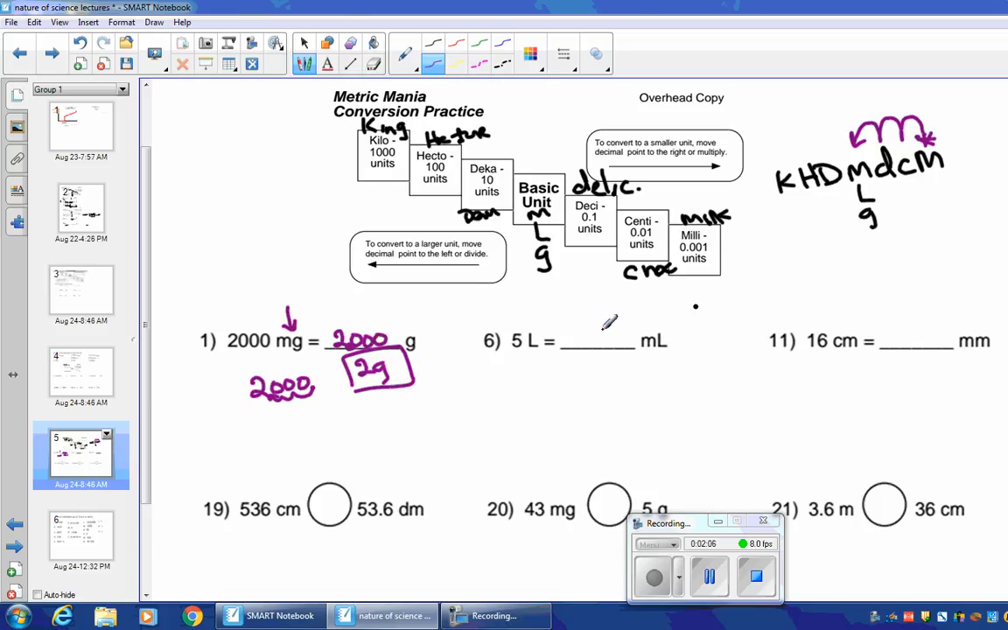Okay, next, let's go to the second one over here. All right, 16 centimeters is how many millimeters? Okay, so millimeters, so where's centimeters at? Here it is. Here's our starting point. Centimeters to millimeters, millimeters right here. So we go 1 to the right. All right, so we take our imaginary decimal point, go 1 to the right, and remember to fill in that bubble with a 0. So we have 160 millimeters.